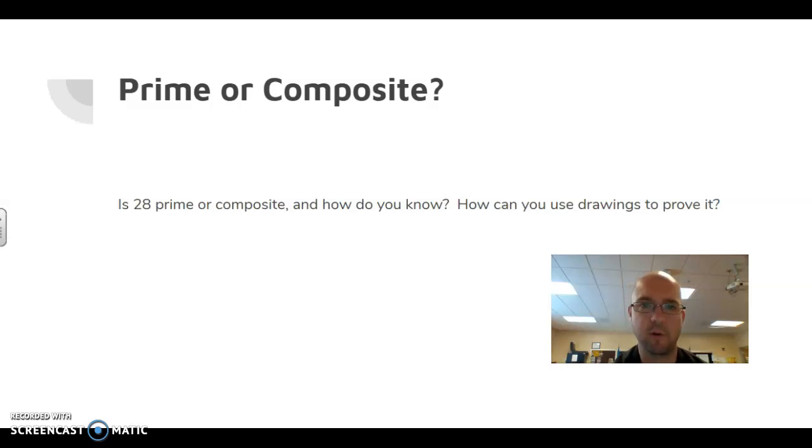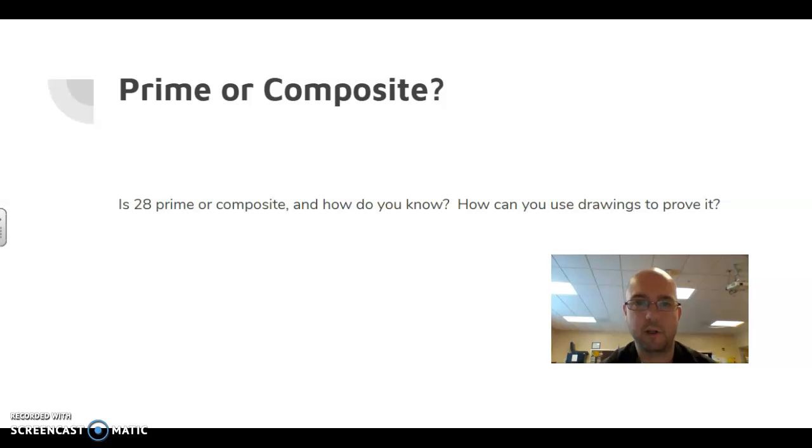I want you to think about what we did towards the beginning of the year when we looked at multiplication numbers to see how flexible they are or not. Is there a way we could use drawings like that to prove if 28 is prime or composite? If you have other ways you could solve that too, please bring that to group.